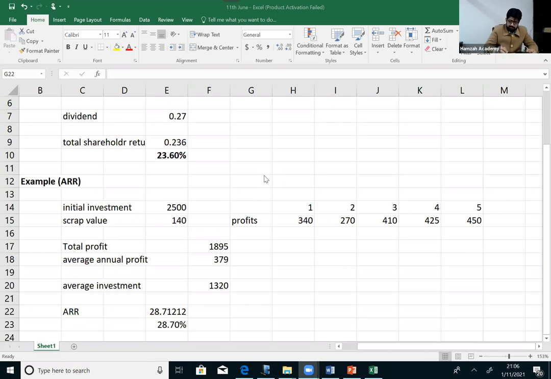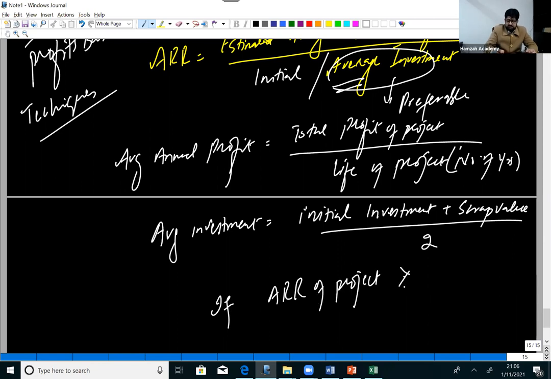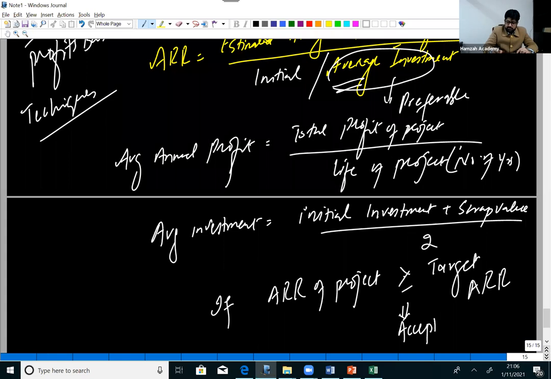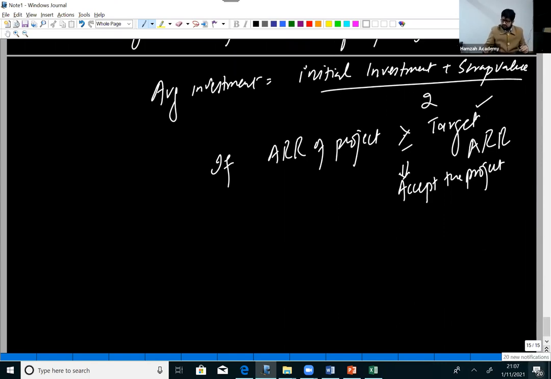Now, students, if ARR of the project is greater than or equal to target ARR, we say accept the project, or vice versa. What is target ARR? It is decided by the board of the company. That if the company return is this, we will accept the project, otherwise we will reject. Let us proceed further.